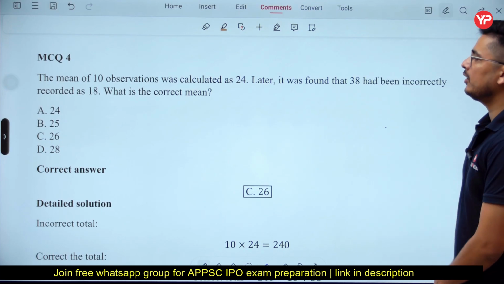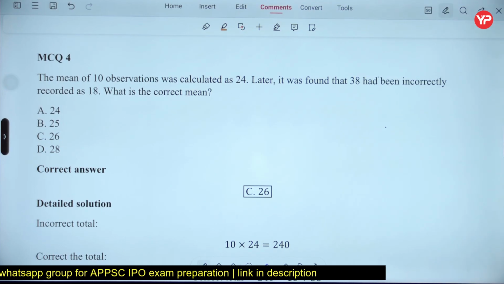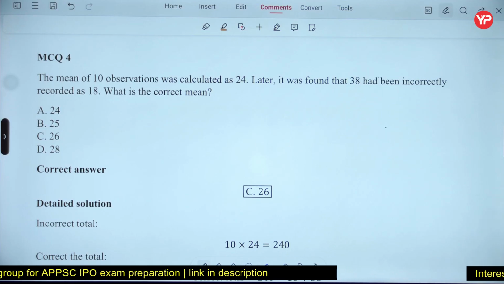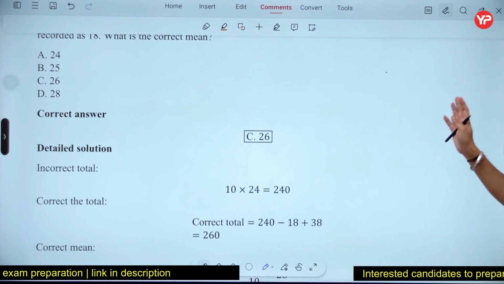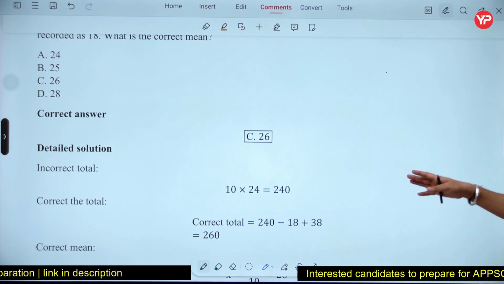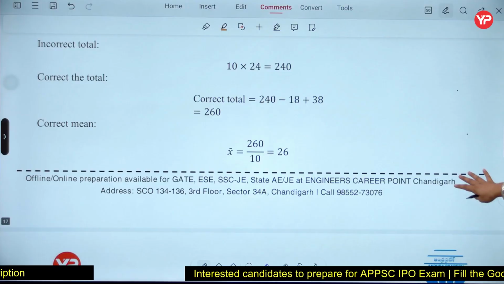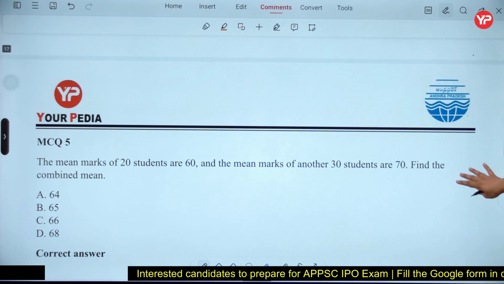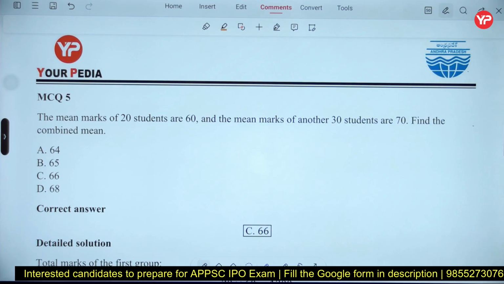The mean of 10 observations was calculated as 24, later it was found that 38 had been incorrectly read as 18; find the correct mean. The same thing: first we find the total, then subtract the incorrect value from the total and add the corrected value, which gives 260. Divide that by the number of observations and you will get the value, as I already discussed these things. So, these are some questions for your practice.